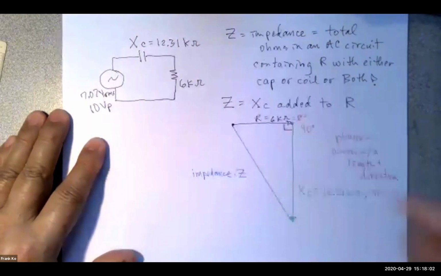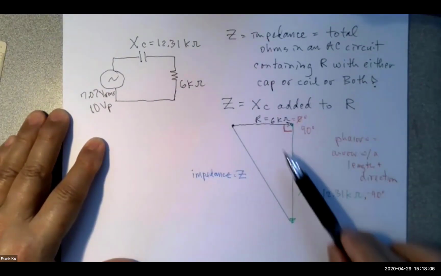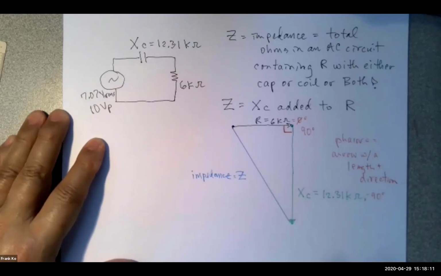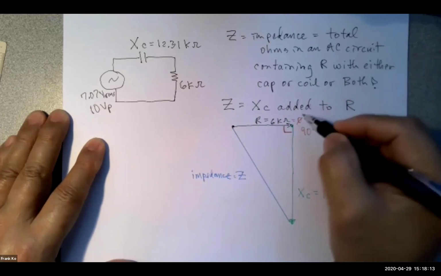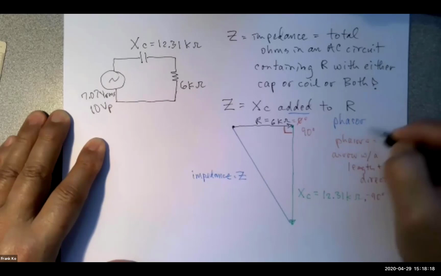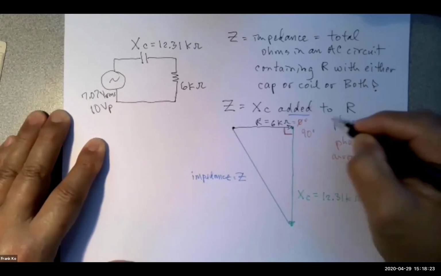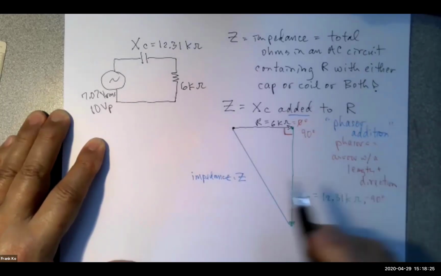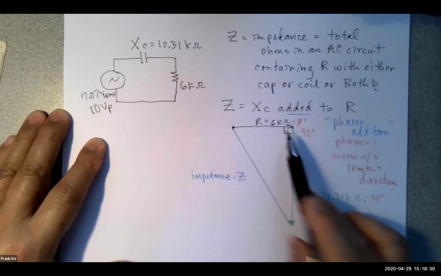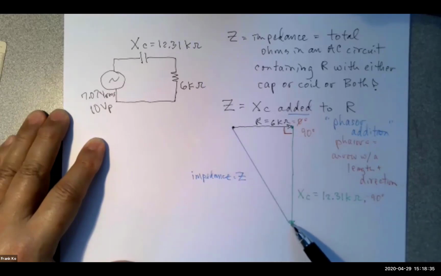I cannot add them straight up with each other. Why? Because they are out of phase with each other. They're 90 degrees out of phase with each other. I can, however, add them using something called phasor addition. That's the method. The method is called phasor addition. And so I'm adding this phasor to this phasor, and I'm drawing them out this way and making a triangle between them. And so my total ohms is this part of the triangle.